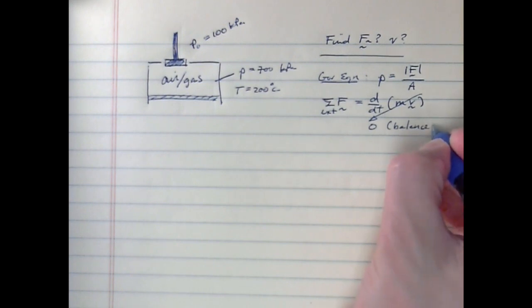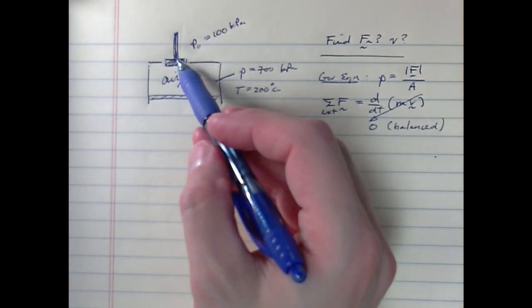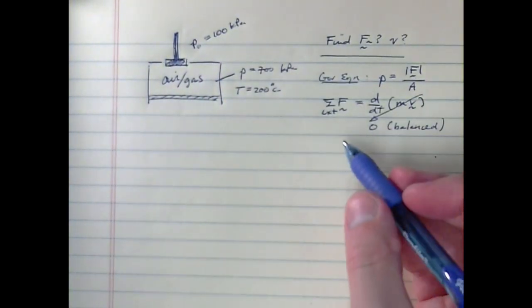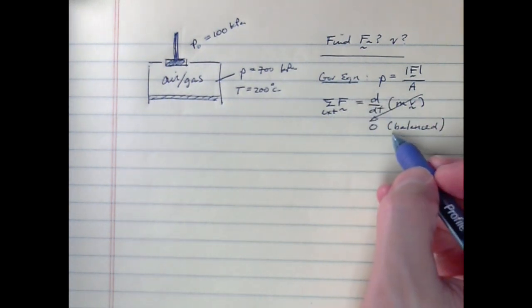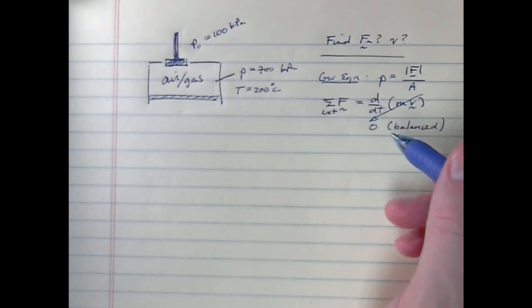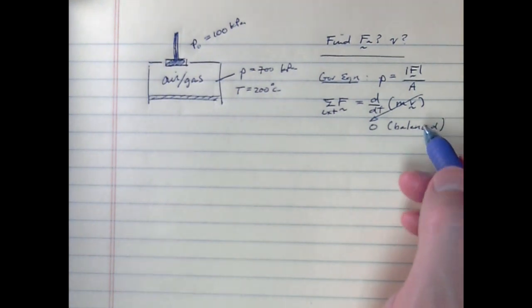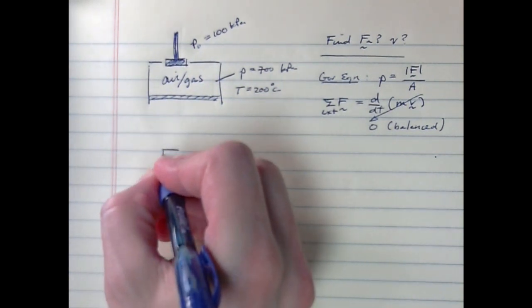Once we find the force that's required to balance this situation, if the lifter were to apply any more force down, we would open up and allow the air gas out. So we're going to find the limiting case where we're balanced, and then say for any force greater than that, the lifter would open. So we have a situation where we need to draw a free body diagram.